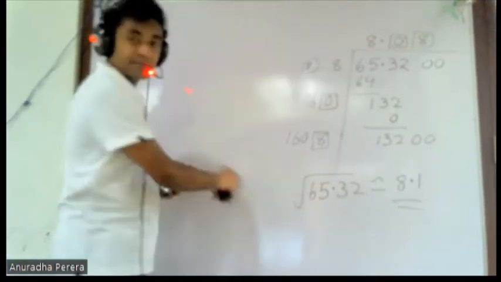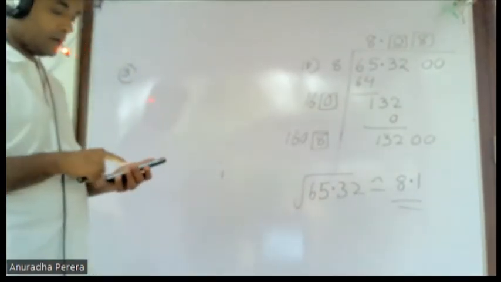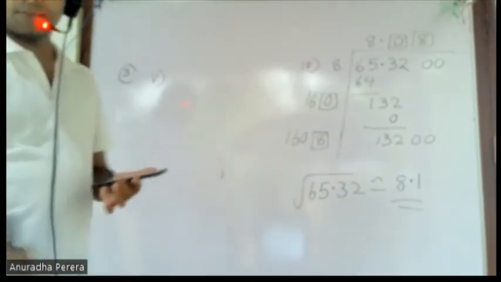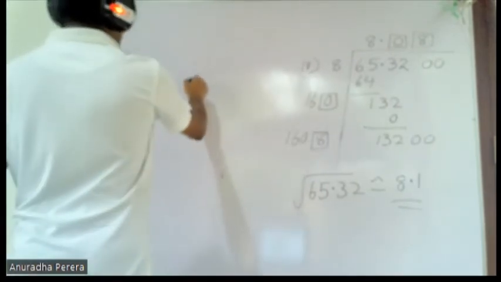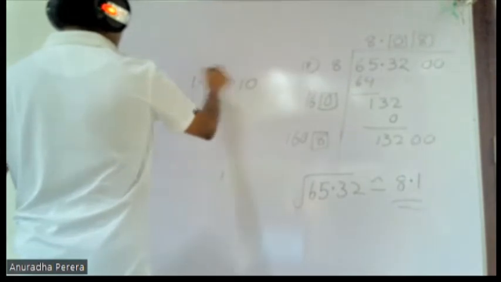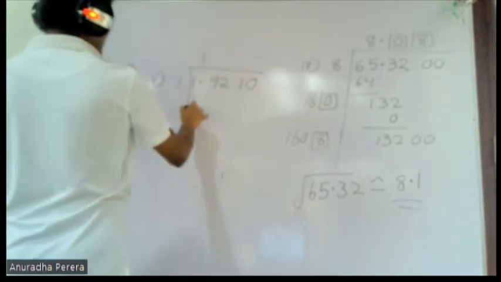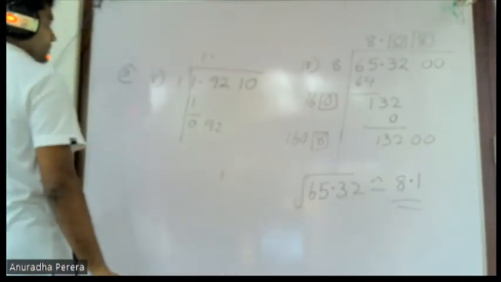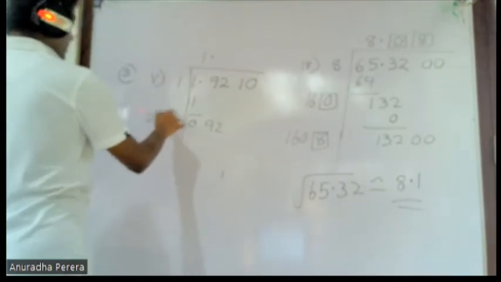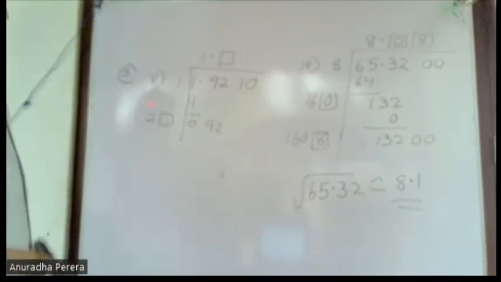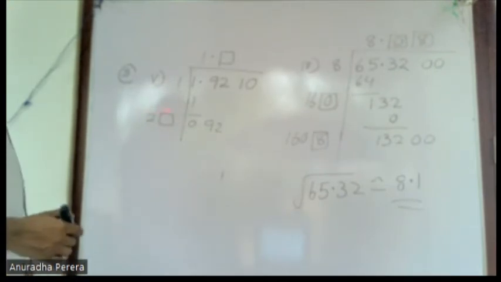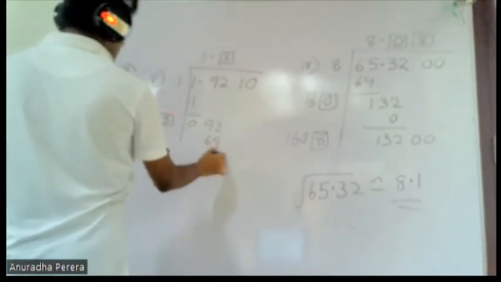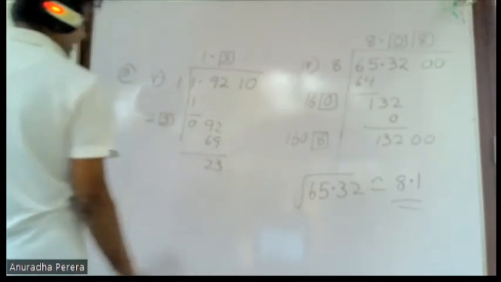Fifth question. 1.921. 1 into 1 is 1. Subtract, take 92. Put the decimal point. Twice of 1 is 2. What is the value? 3. Yes, 3. 3 times 3 is 9, 6. 12 minus 9 is 3. 23. Next pair.